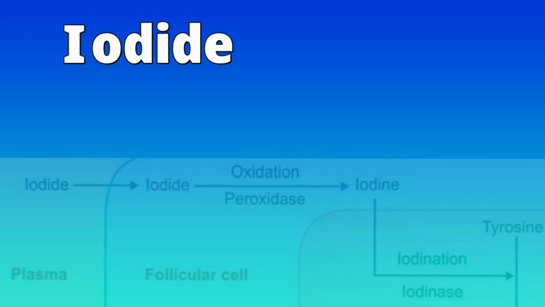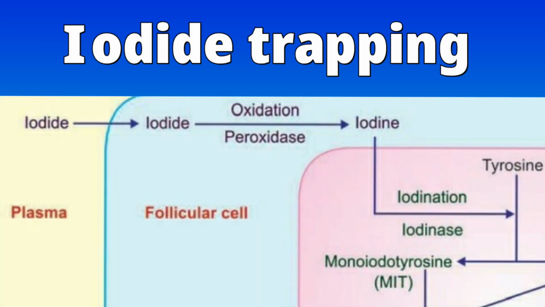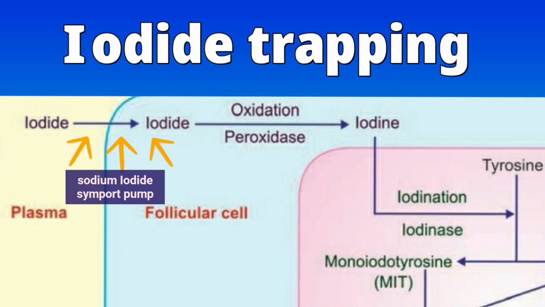The second stage is iodide trapping. Iodide is actively transported from blood into follicular cell against electrochemical gradient. This process is called iodide trapping. Iodide is transported into the follicular cell along with sodium by sodium iodide symport pump. Sodium iodide symport pump is also known as iodide pump.